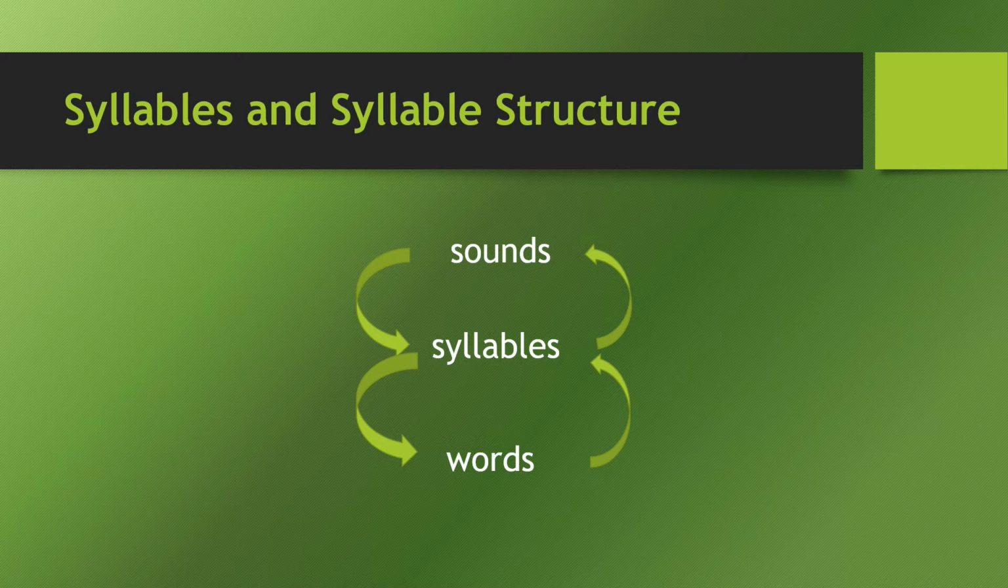It may seem obvious that sounds occur in words as a sequence: A, B, C, D, E, F. But that isn't the whole story. Sounds are organized into syllables, and syllables are organized into words. Each word consists of one or more syllables, and each syllable consists of one or more sounds.